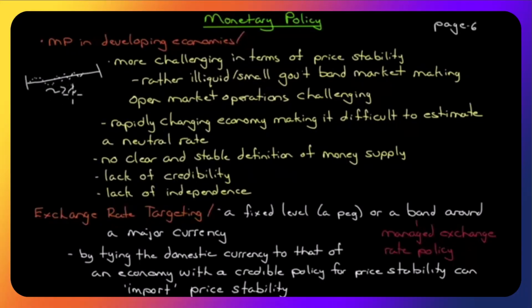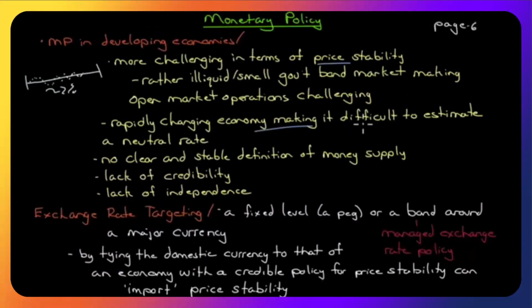Let's look at monetary policy in developing economies. A lot more challenging to do in terms of price stability. Number one, if we're going to use the tools of open market operations, they simply don't have a big enough or liquid enough government bond market to get that done. And they have a rapidly changing economy, so it makes it difficult to estimate a neutral rate.